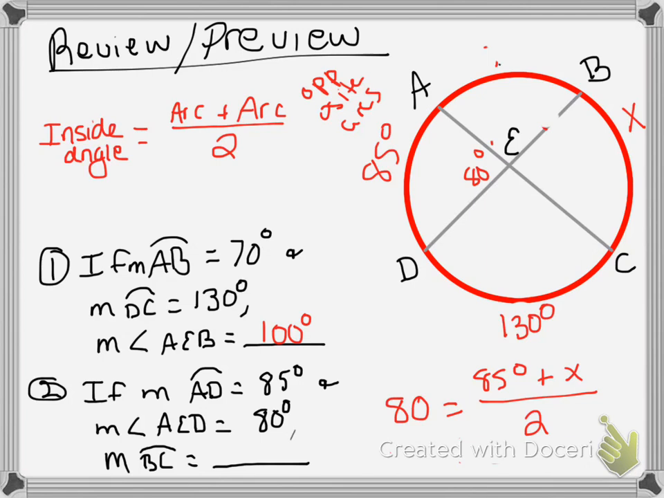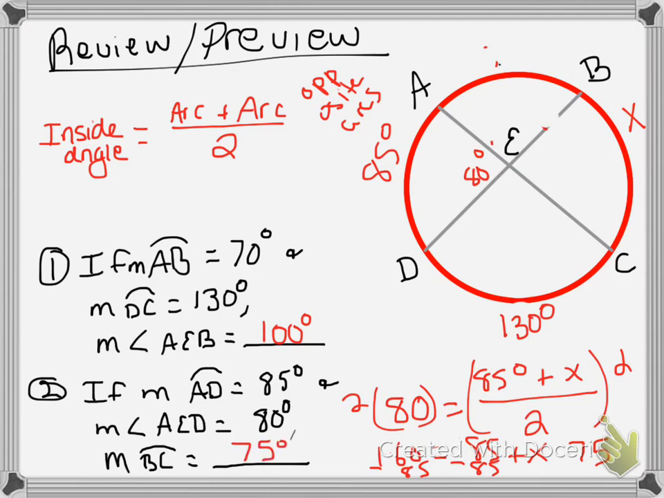And you have to solve this for X. So I'm going to multiply both sides times 2. That gives me 160 equals 85 plus X. Subtract 85 from both sides. 160 minus 85 is 75. That means that the measure of arc BC is 75 degrees.